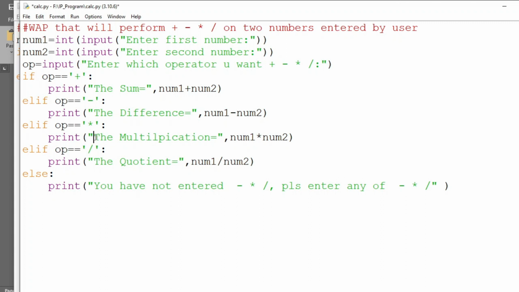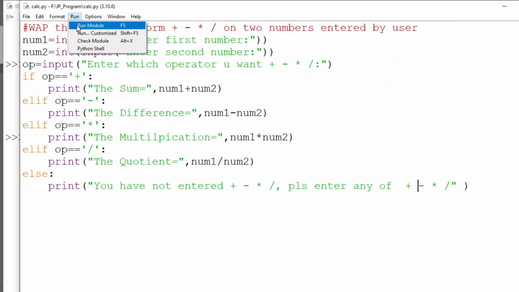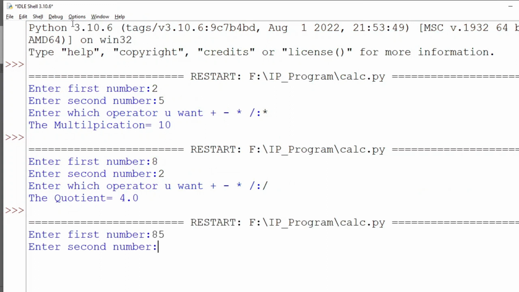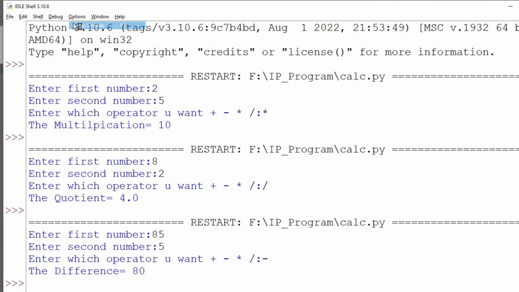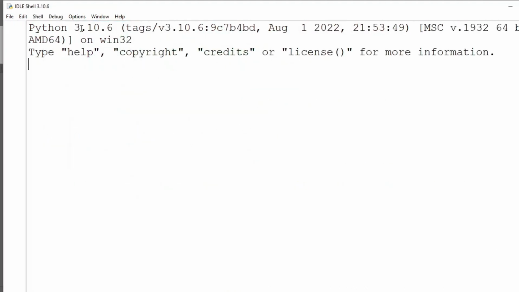If the user is entering any other symbol or the number or any alphabet, then what you have to print? You have to print that you have not entered these symbols. Please enter any of these. This is your else part. Let's save and run this. I want to run one more time because I want to enter any other symbol.